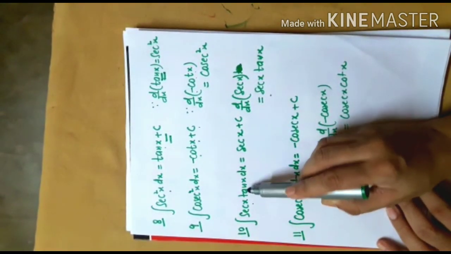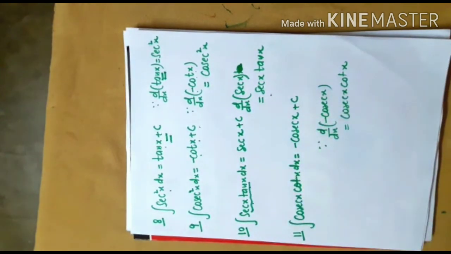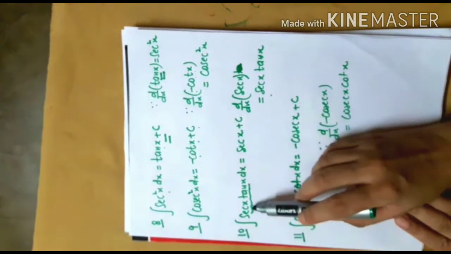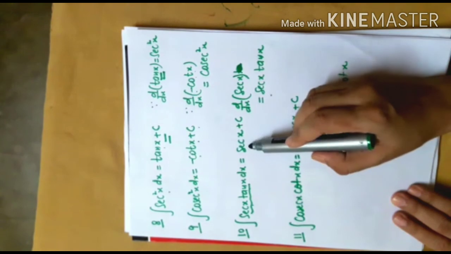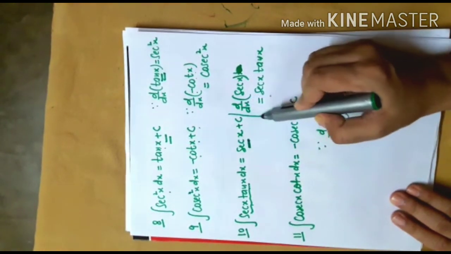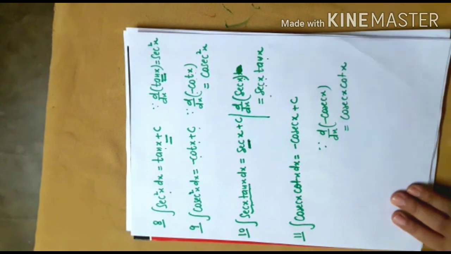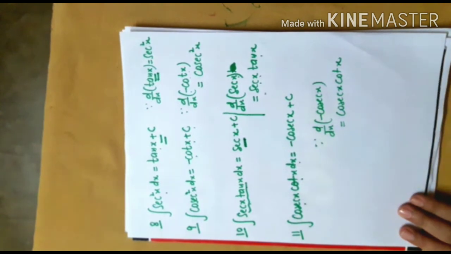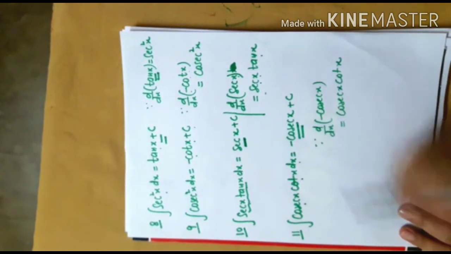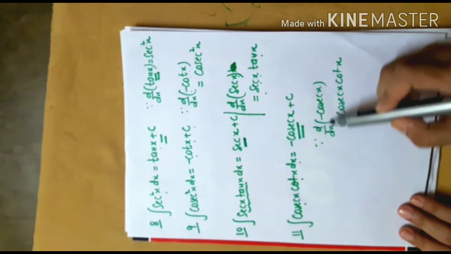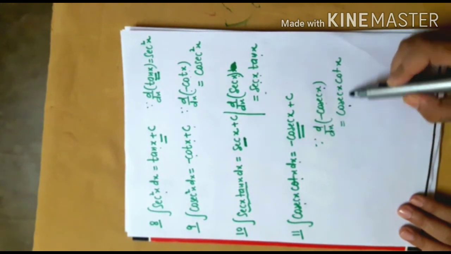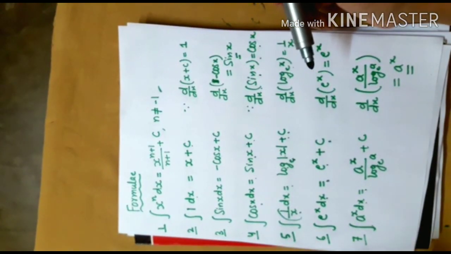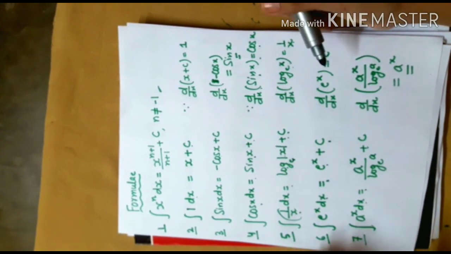Integral secant x tan x dx, that is, I'm looking out for a function whose differentiation with respect to x is secant x tan x. Yes, that is secant x, because derivative of secant x is secant x tan x. Similarly, integral of cosecant x into cot x dx will be minus cosecant x plus c, because derivative of minus cosecant x will be cosecant x into cot x. So learn them by heart because they will be used very frequently in the chapter.